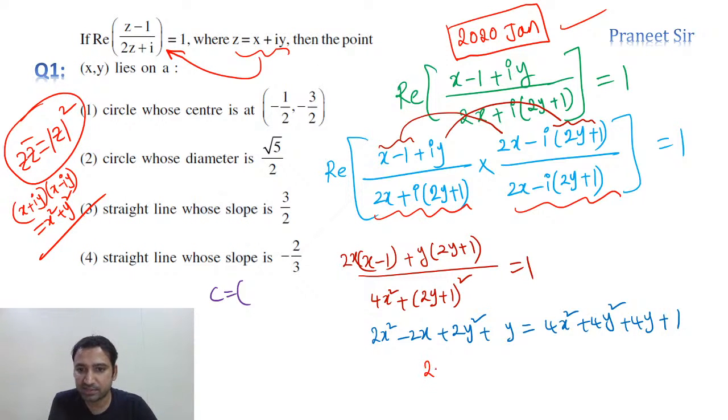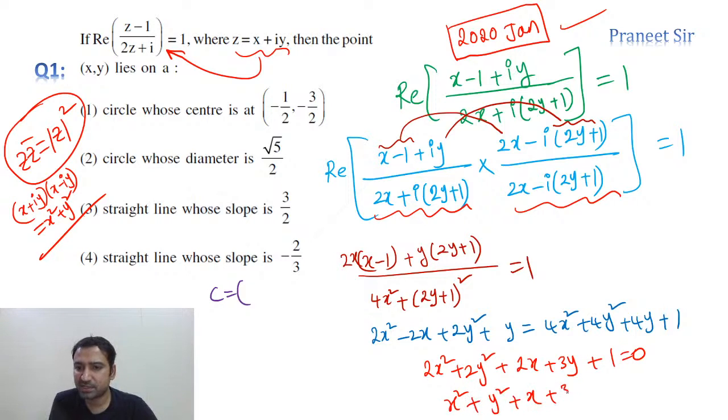Now let's simplify this. 2x square plus 2y square plus 3y plus 1 is equal to 0. That's what we're getting. Now convert it into standard form. x square plus y square plus x plus 3y by 2 plus 1 by 2 is equal to 0.